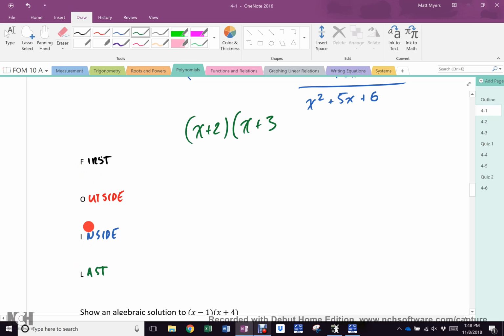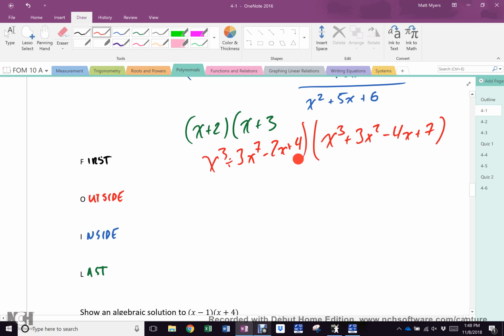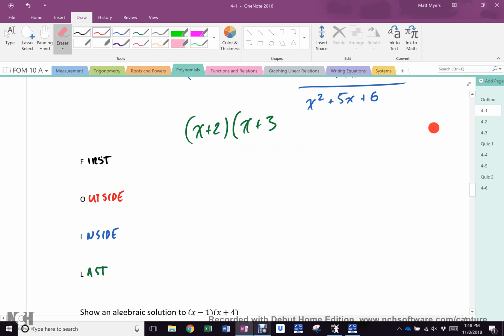Correct? What if I gave you this? X cubed plus 3x squared minus 4x plus 7 times x cubed plus 3x squared minus 2x plus 4. Does FOIL work? No. So I don't like it. But since every one of you has been shown it, I'm going to take a moment to discuss it. 1 moment and 1 moment only. And then I am not going to use that term again. I'm going to call it what it is, the distributive property.